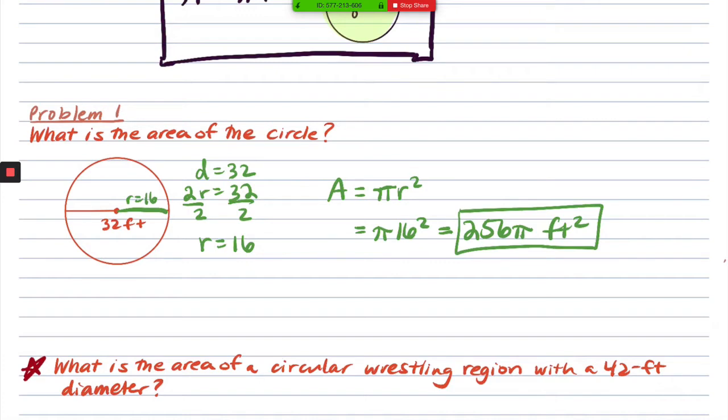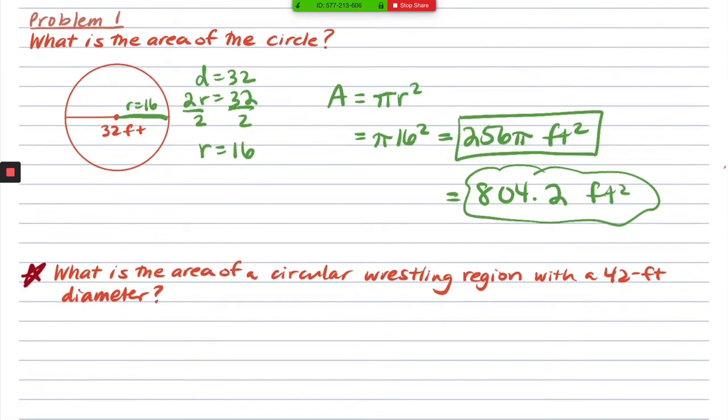So in this case, if it did say maybe round to the nearest tenth, you would do 256 times pi, and that would be 804.2477, so 804.2 feet squared. So either one.